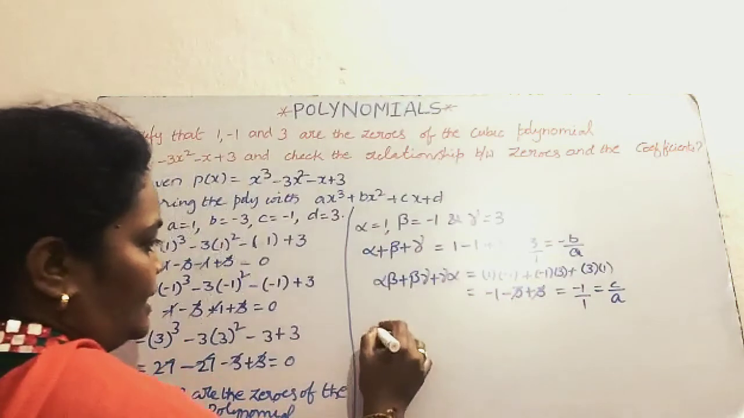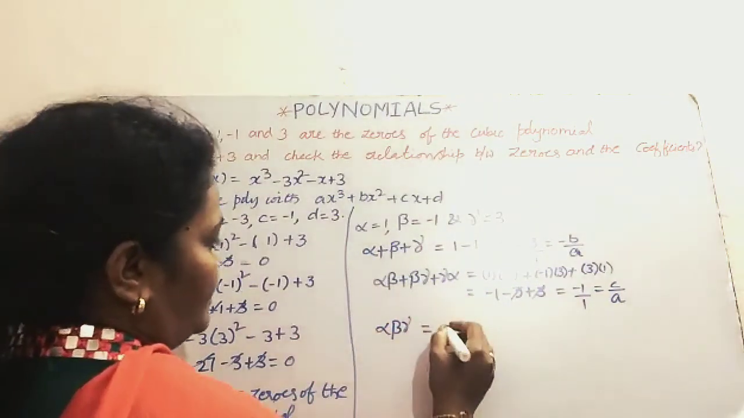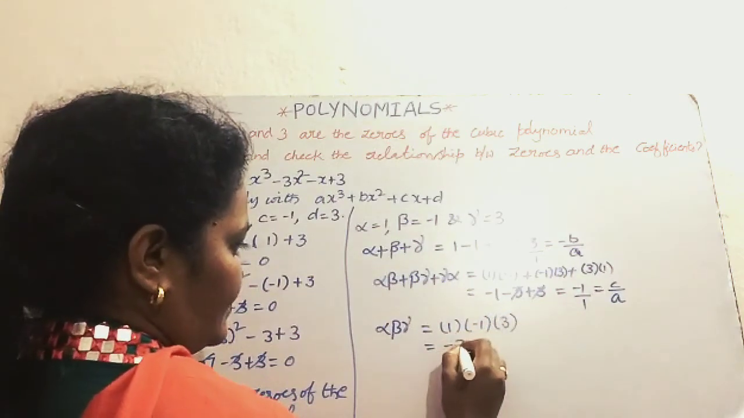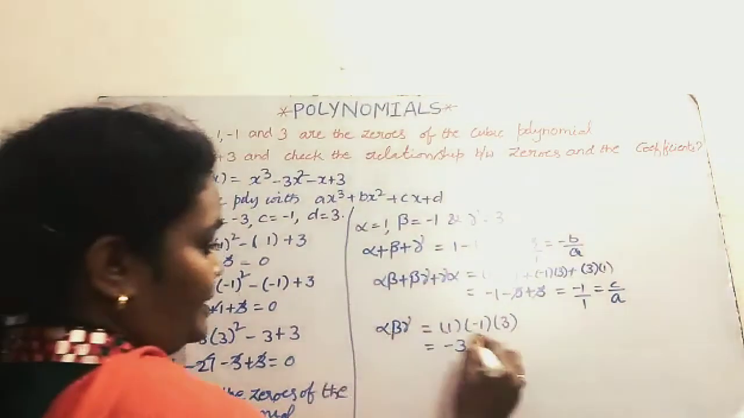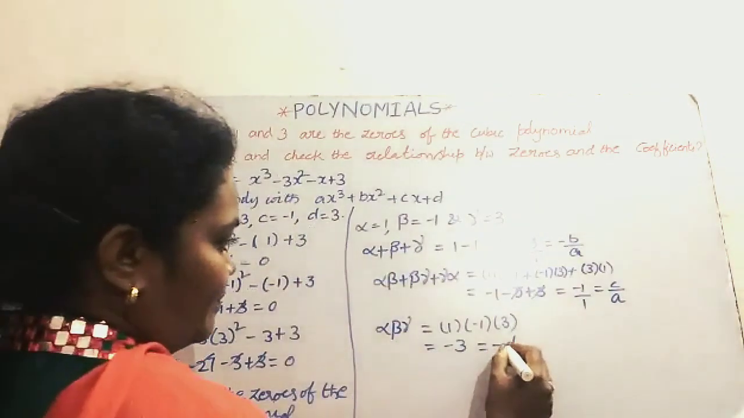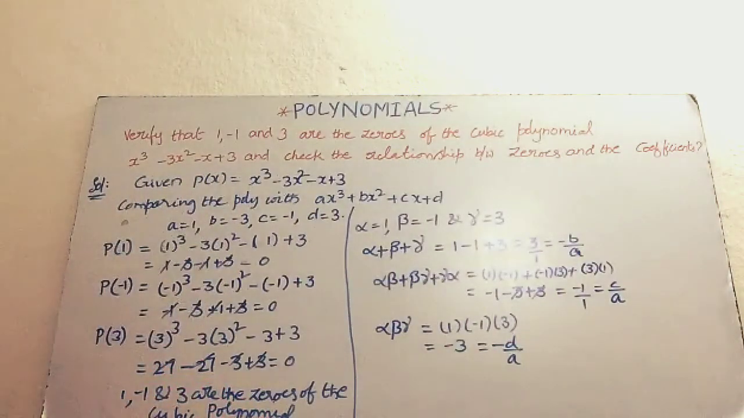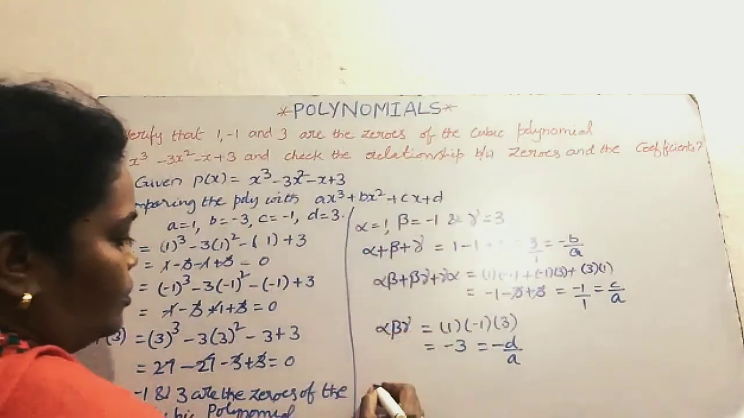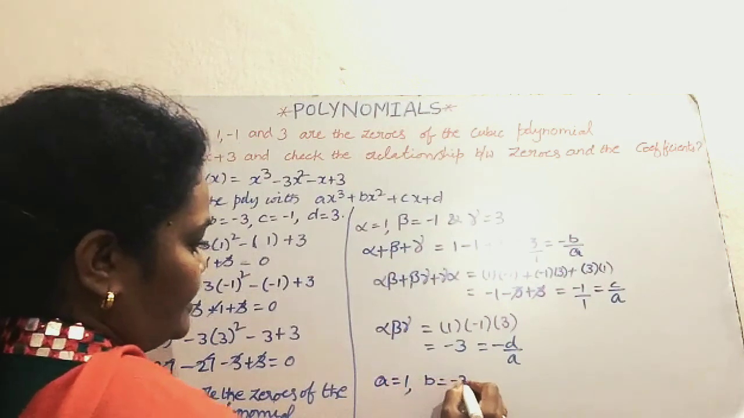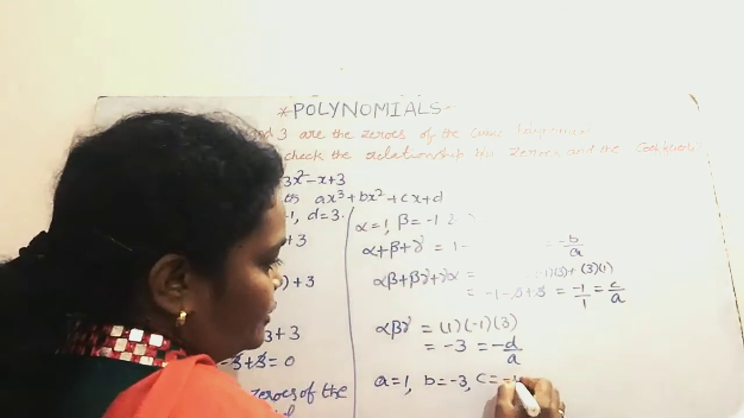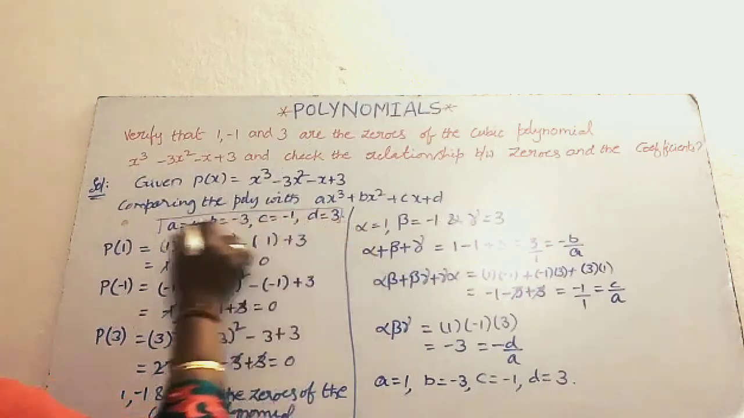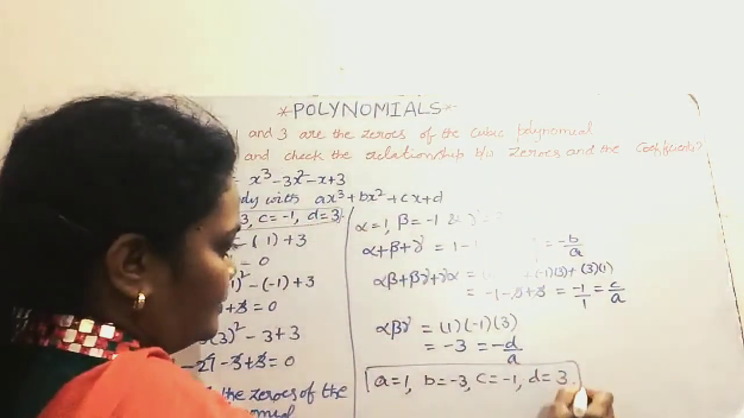Okay, and next alpha beta gamma. That means 1 into minus 1 into 3. So that is equal to minus 3. What is alpha beta gamma? Minus D by A. What is the value of D? 3. That means minus D by A. So observe that here also A equal to 1, B equal to minus 3 and C equal to minus 1, D equal to 3. So both are equal.